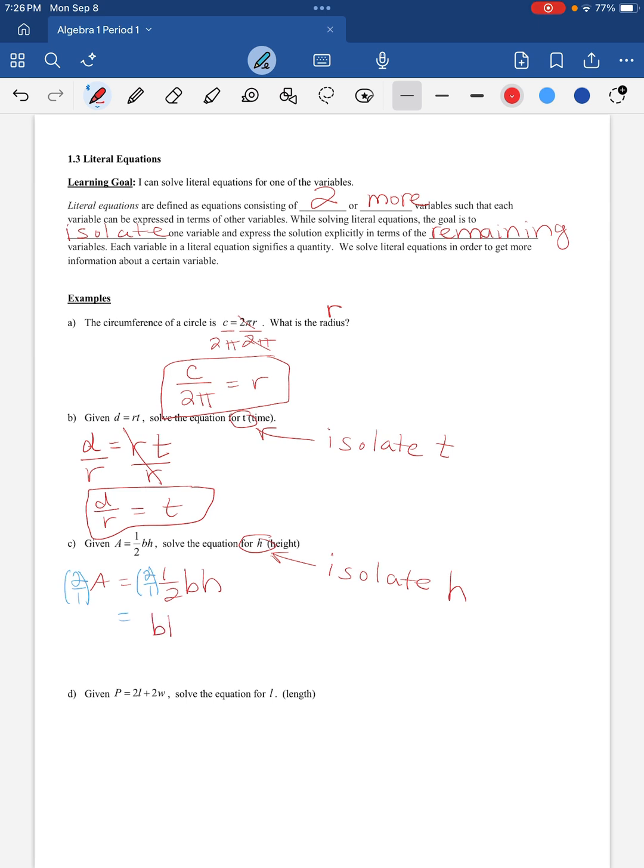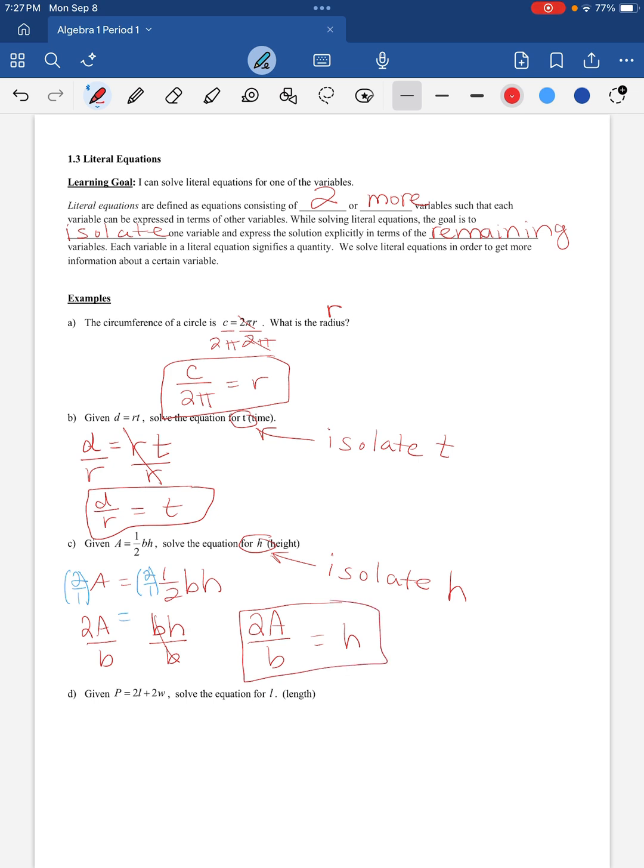There we go, bh. And then on the left side, 2 over 1 is 2, and 2 times a is 2a. Now the next step to solve for h is to get rid of its coefficient, or the other factor there, which is b. So the opposite of multiplying by b is dividing by b. So I'm going to divide both sides by b, and then on the left, I have remaining 2a over b. And on the right, I finally got h isolated. So that's my answer.